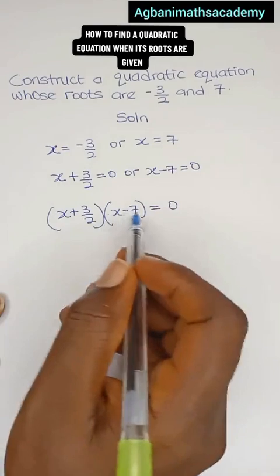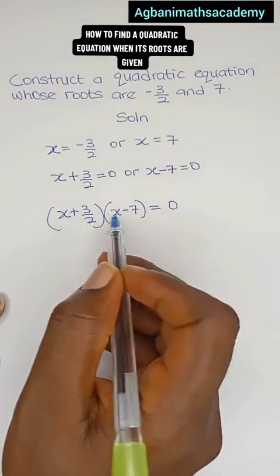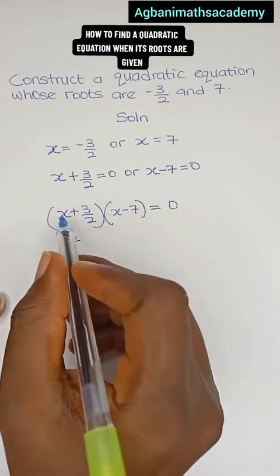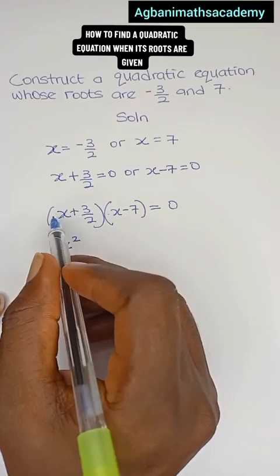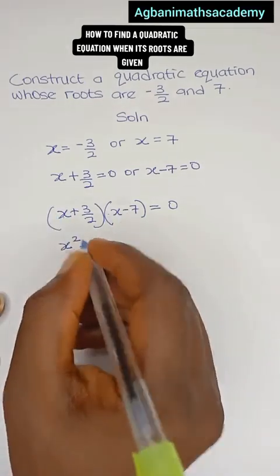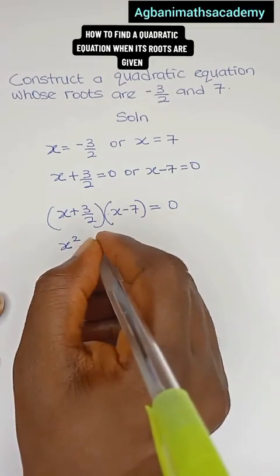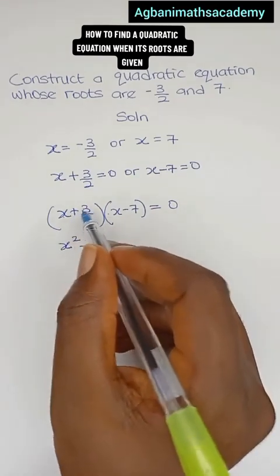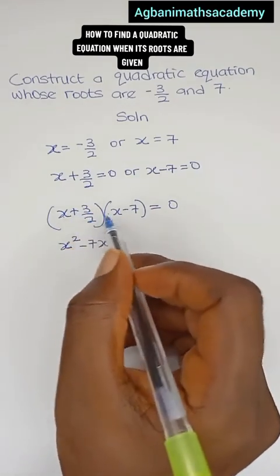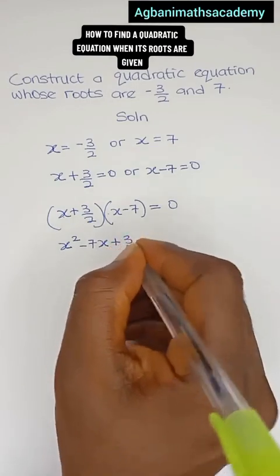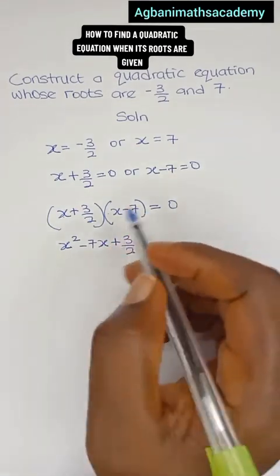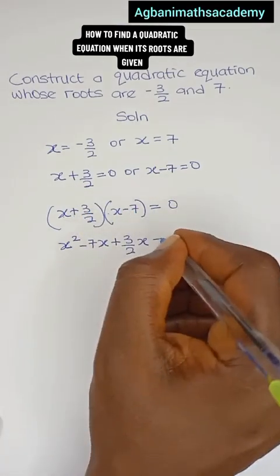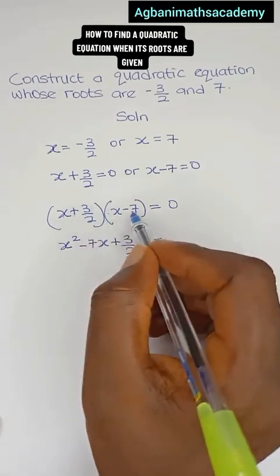Okay, so x is going to multiply everything in this bracket, and plus 3 over 2 is going to multiply everything in this bracket. X multiplied by x is going to give us x squared. X multiplied by -7, there's an invisible plus here, so plus multiplied by minus is going to give us minus. X multiplied by 7 is going to give us 7x. Okay, so we are done with x. We move to plus 3 all over 2. So plus 3 all over 2 multiplied by x is going to give us plus 3 all over 2x. Also, plus 3 all over 2 multiplied by -7. Plus multiplied by minus is going to give us minus 3 all over 2 multiplied by 7.